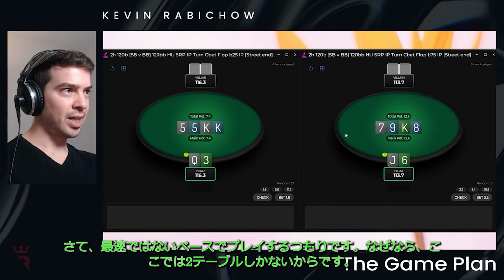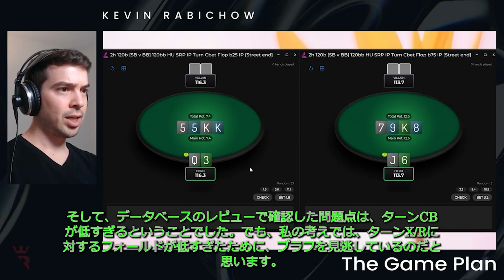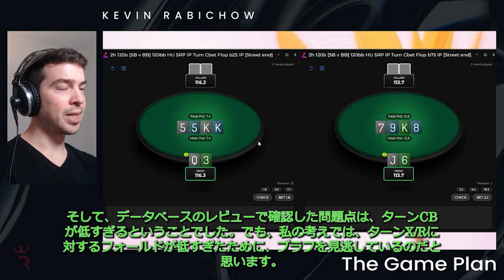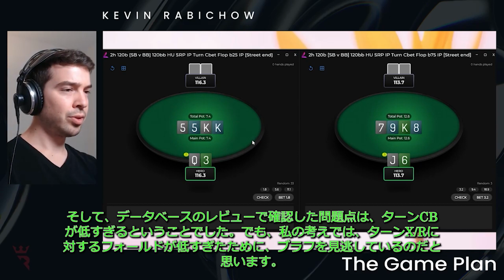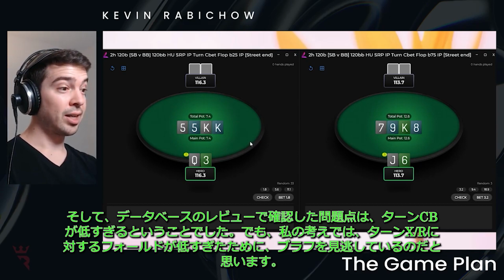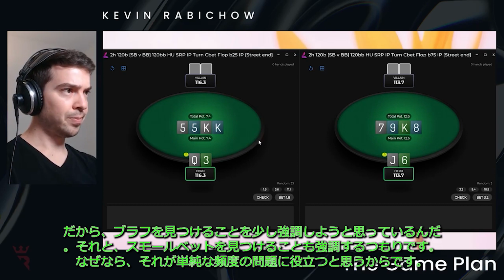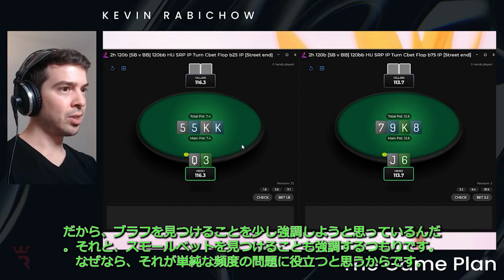So I'm going to play at not the fastest pace because we're just two tabling here. And I'm going to remind myself that the problem I identified in my database review was that the turn c-bet is maybe too low, but my theory is that I'm missing bluffs specifically because my fold to turn check-raise was far too low. So I'm going to emphasize a little bit finding bluffs, and I'm also perhaps going to emphasize finding small bets because I think that's going to help with just the frequency problem.